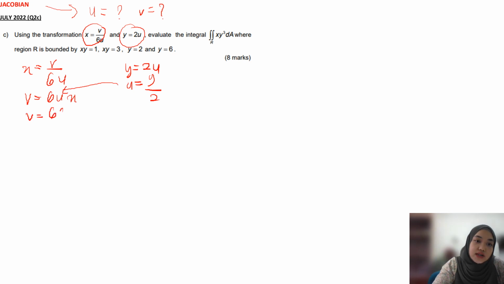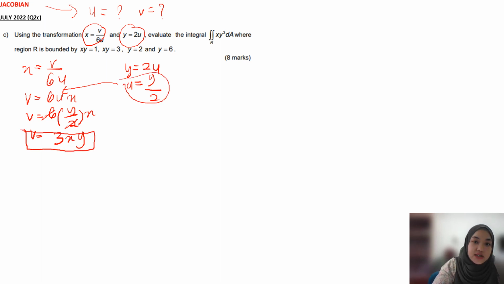V equals 6 times y over 2 times x. So this one you can simplify, and you will get v equals 3xy. So you have already found your v and u.